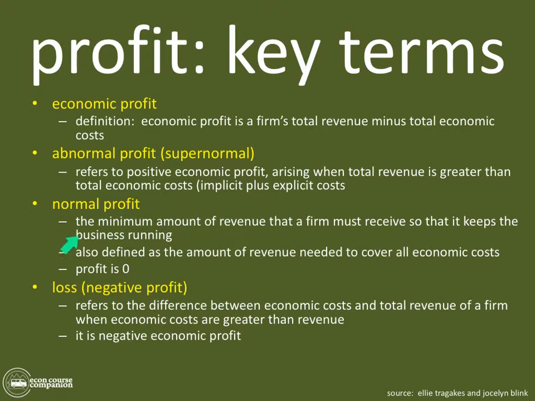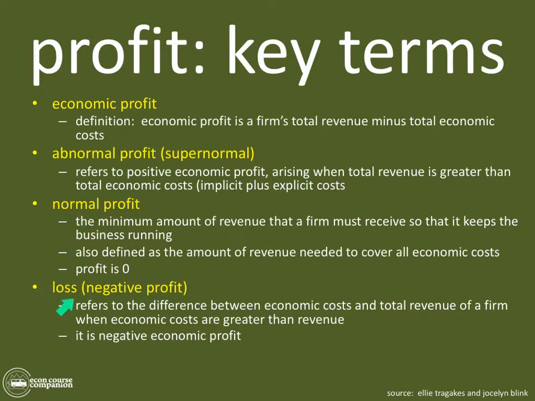Normal profit is the minimum amount of revenue that a firm must receive to keep its business running. Normal profit is when a firm covers all of its economic costs, okay? And remember, economic costs, even though it doesn't have a parentheses there, is implicit plus explicit costs. This is the case where everybody gets paid, including the entrepreneur. Everybody gets to go out to dinner at the same rate they did last year. Everybody gets to go on the same vacations they did last year because they covered all of their costs, including paying the salaries and wages of all workers.